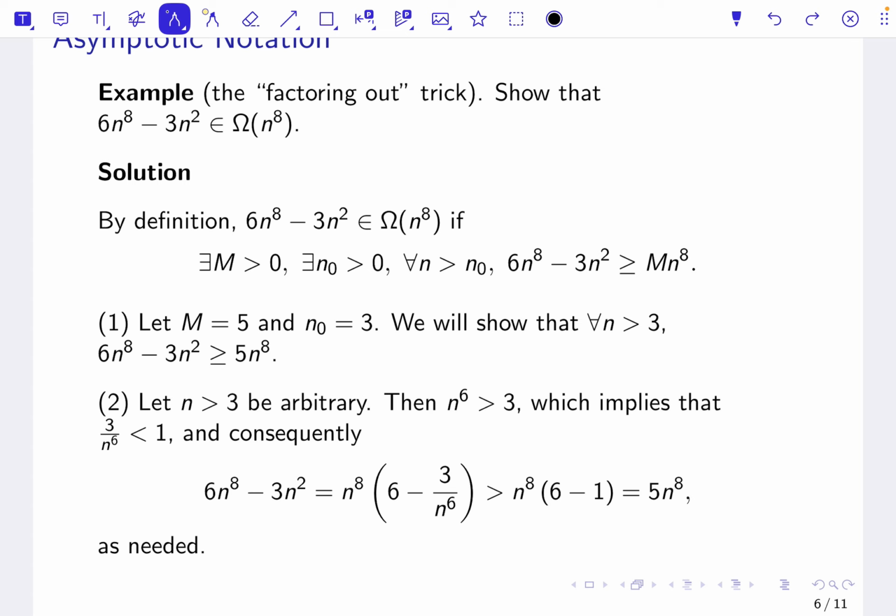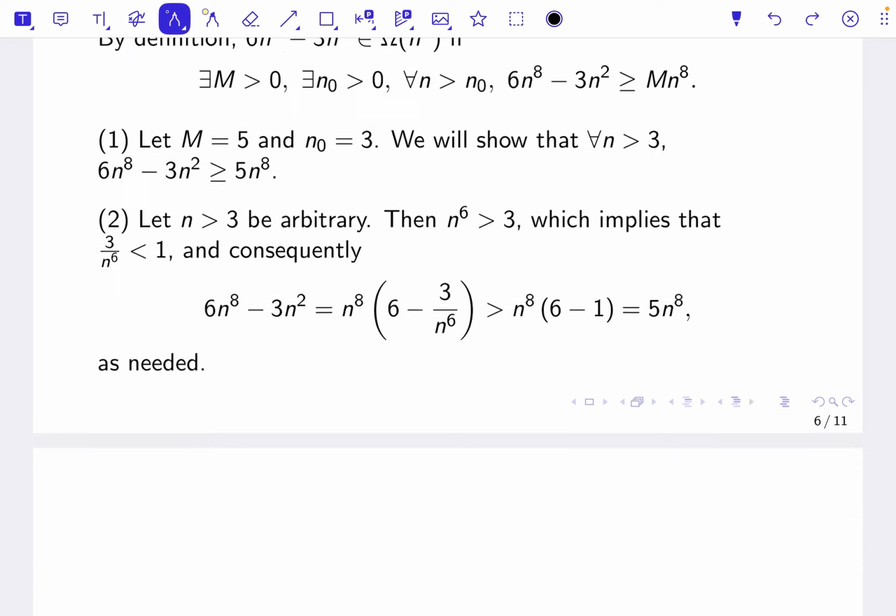Okay, now we're going to see an example of big omega. So this time, 6n to the 8 minus 3n squared is in big omega of n to the power of 8, which intuitively means that 6n to the power of 8 minus 3n squared is greater than or equal to n to the power of 8. We're going to expand the definition.